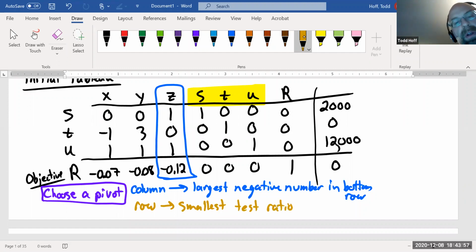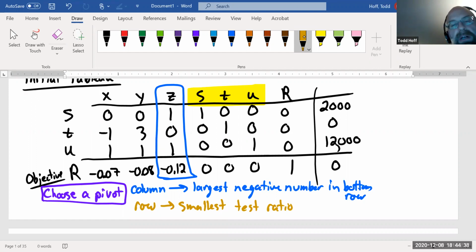Now, I should say if there were more than one number in the bottom row that were tied for the largest negative number, we would just pick one. It doesn't matter which one we pick. I usually just pick the one furthest to the right to stay organized. Same here. If in this column there's more than one number that has the same smallest test ratio, we can just pick one. The reason we do these steps is it avoids giving negative numbers where we can't have negative numbers. Remember, X, Y, and Z all have to be greater than or equal to 0. It's going to avoid pushing them into that negative region, which we can't do.